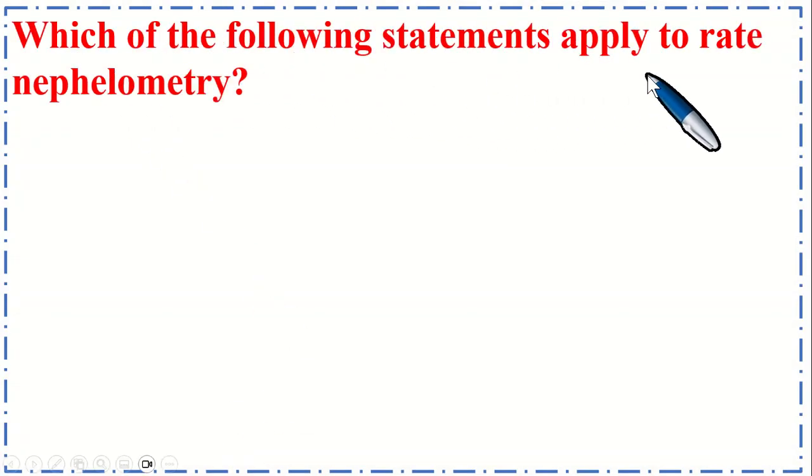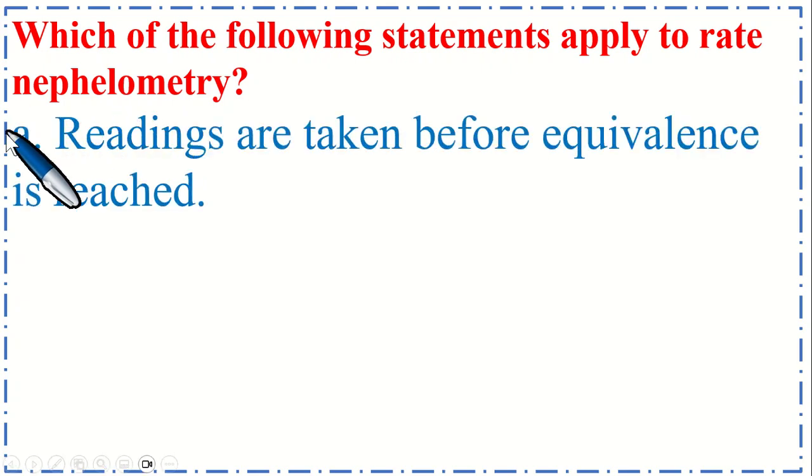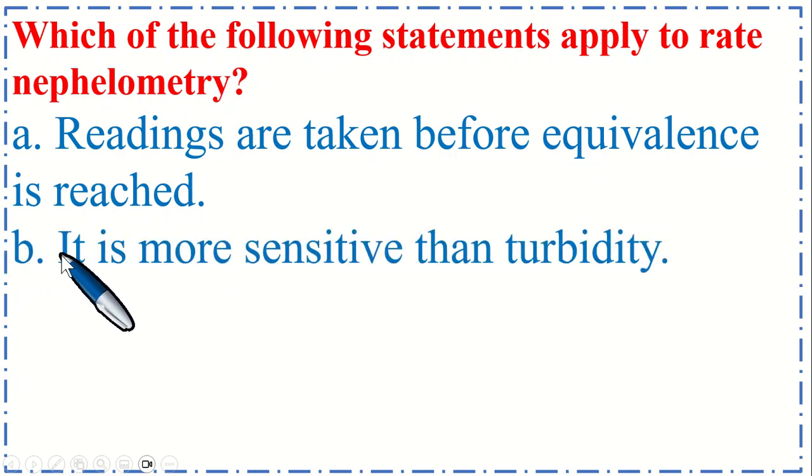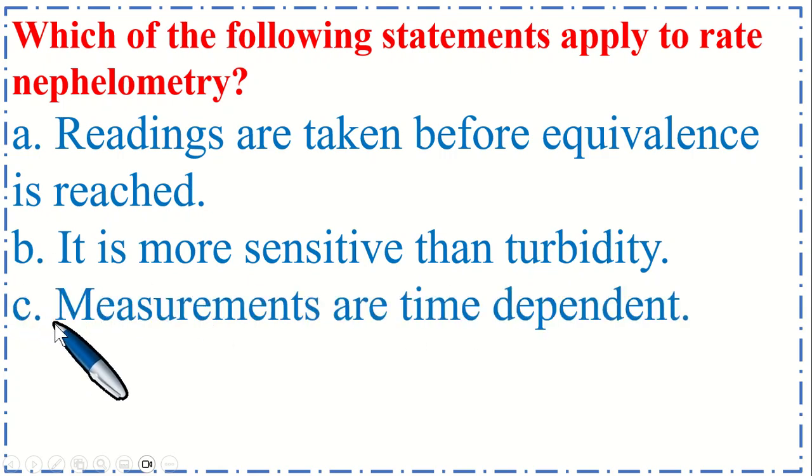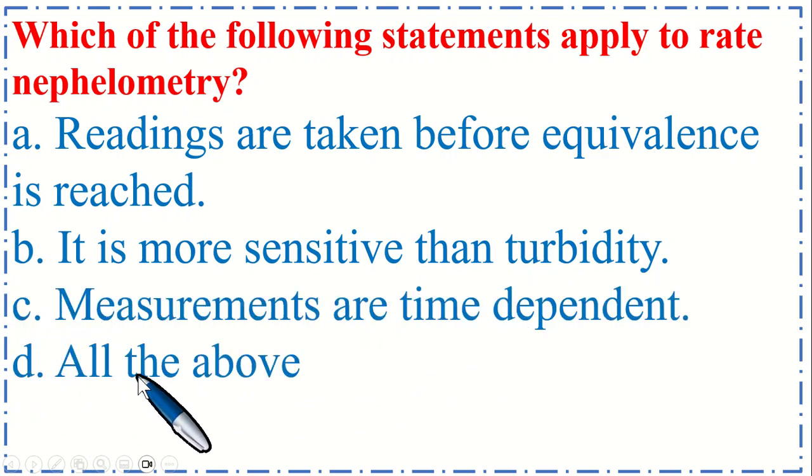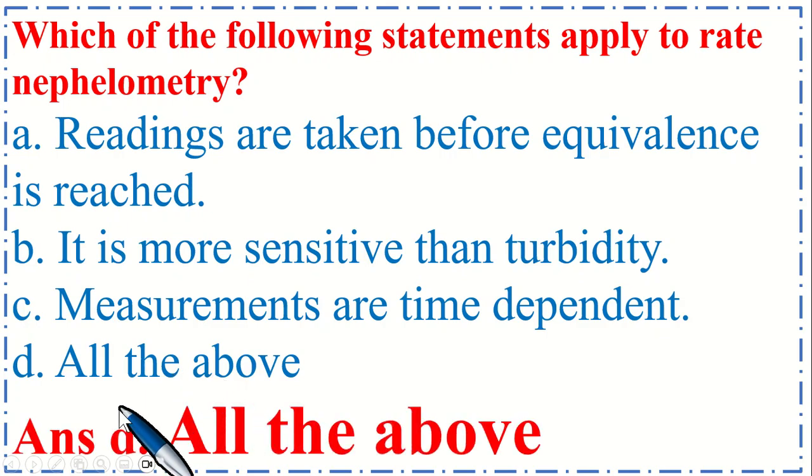Which of the following statements apply to rate nephelometry? Option A. Readings are taken before equivalence is reached. Option B. It is more sensitive than turbidity. Option C. Measurements are time dependent. And option D. All of the above. So the correct option is D. All of the above.